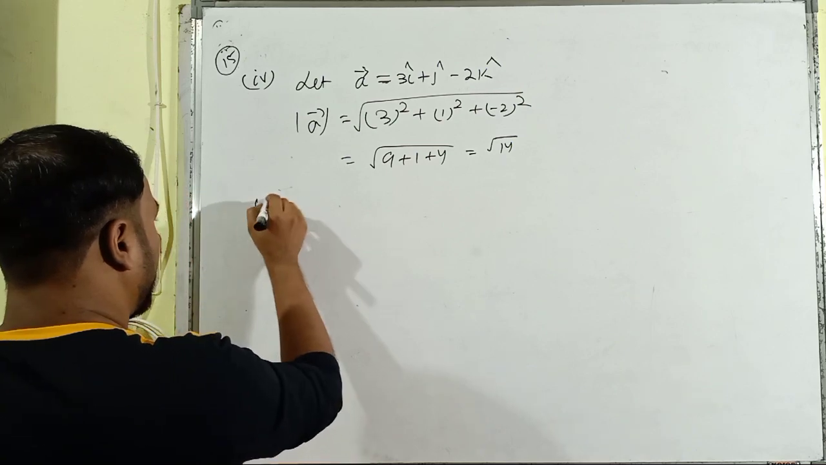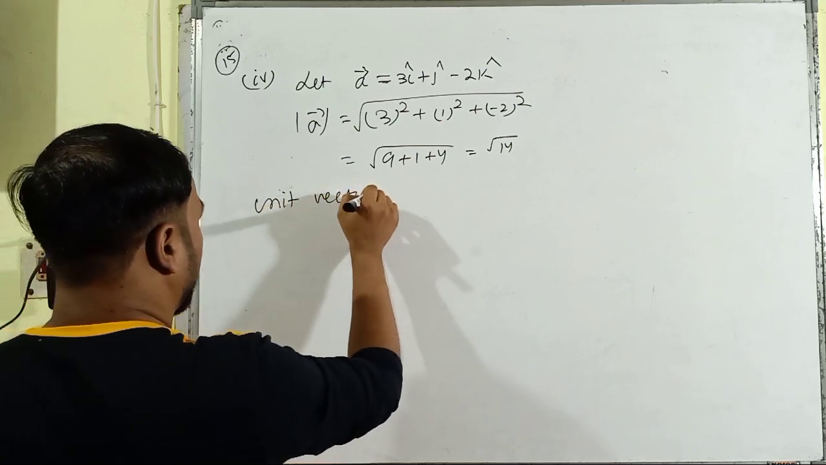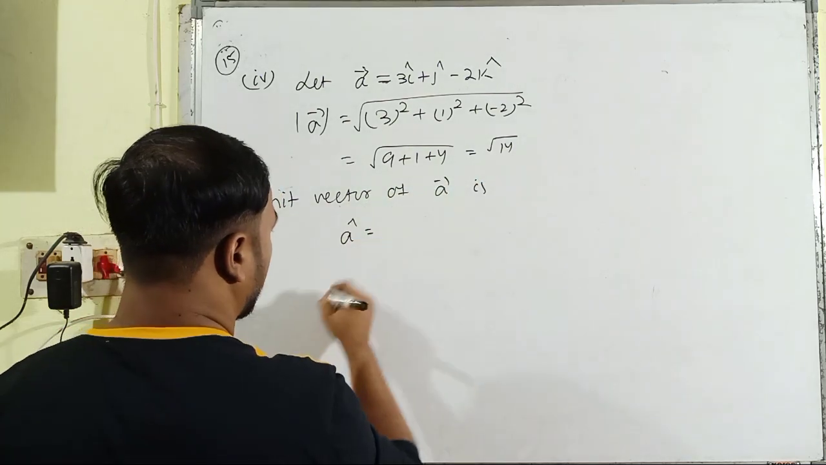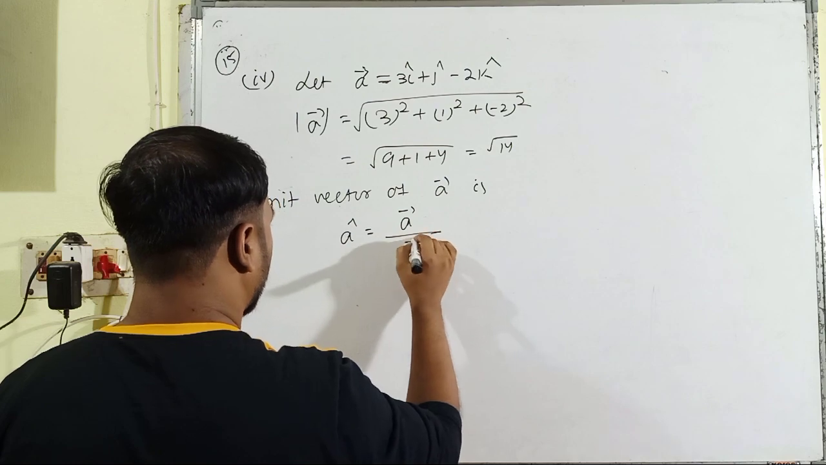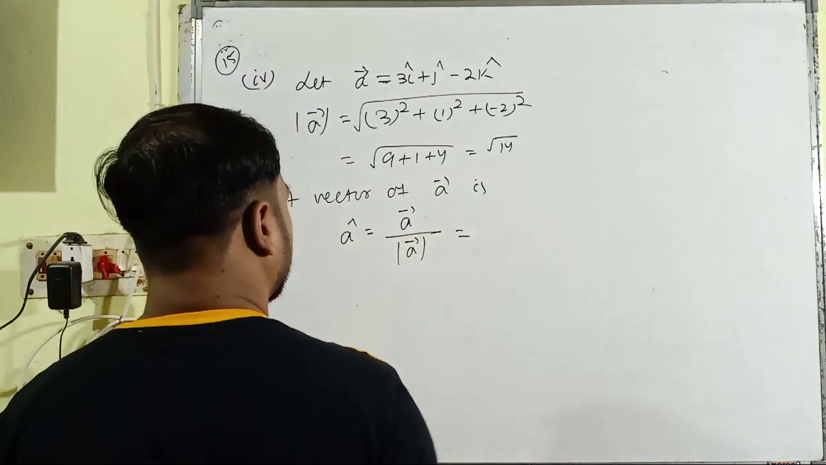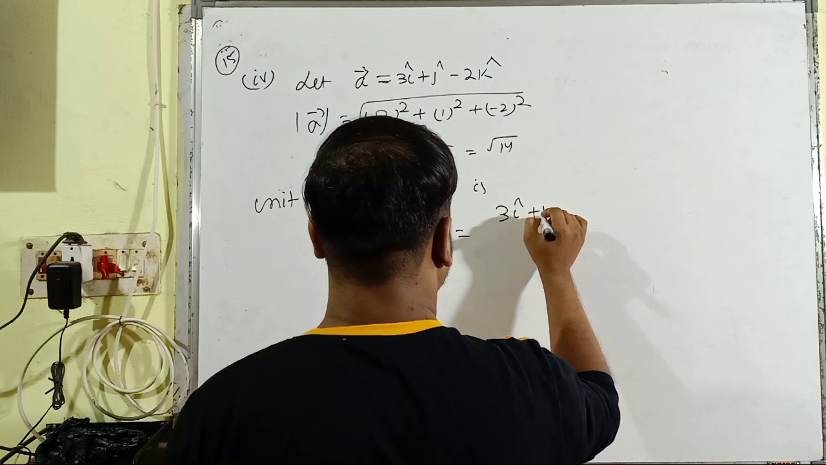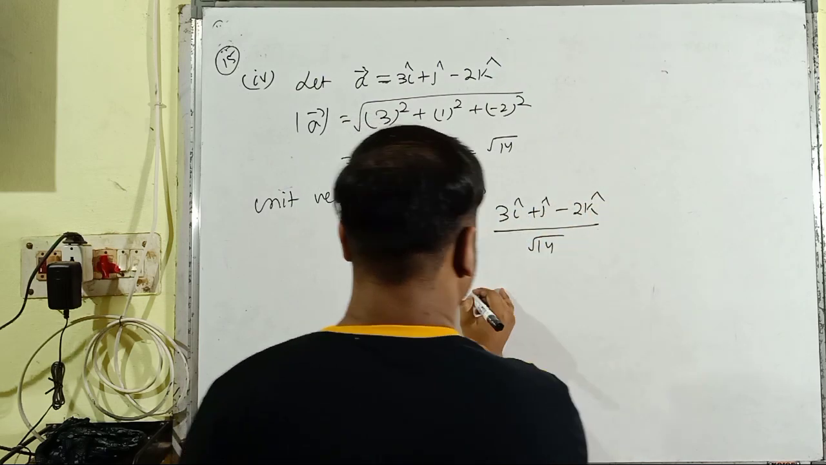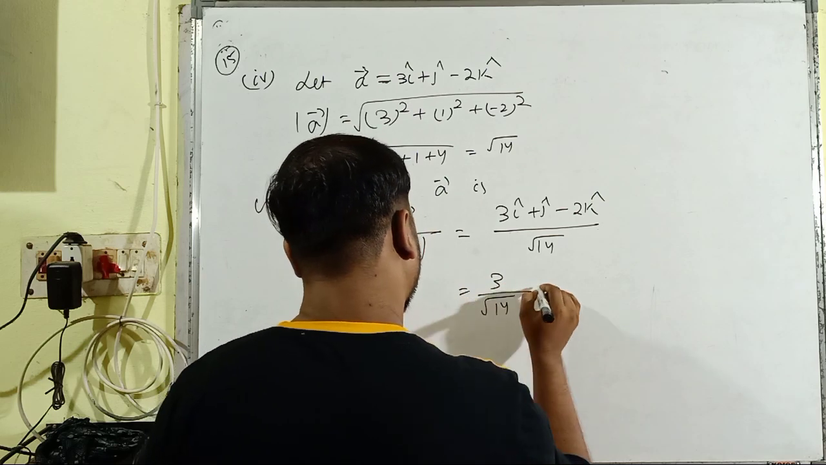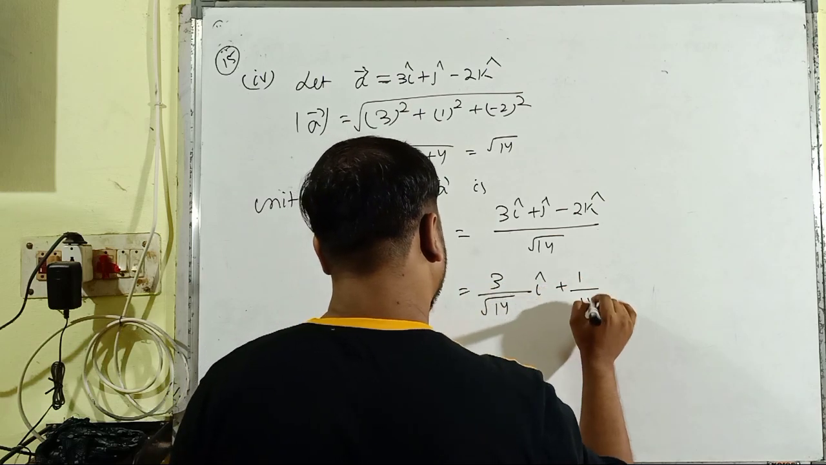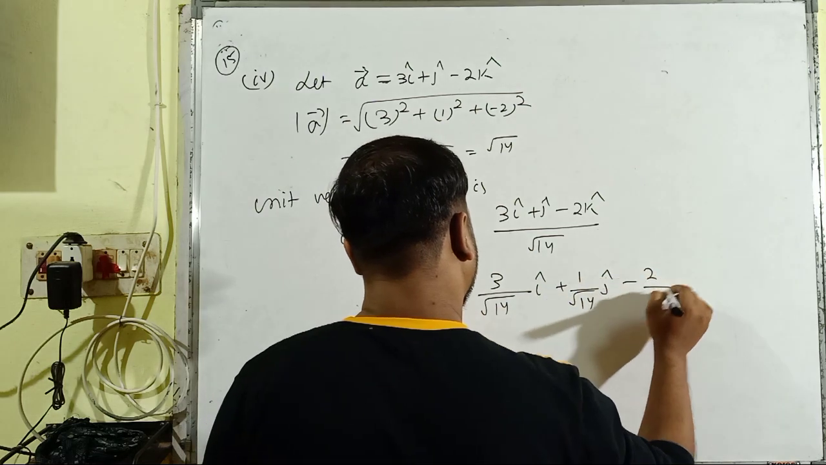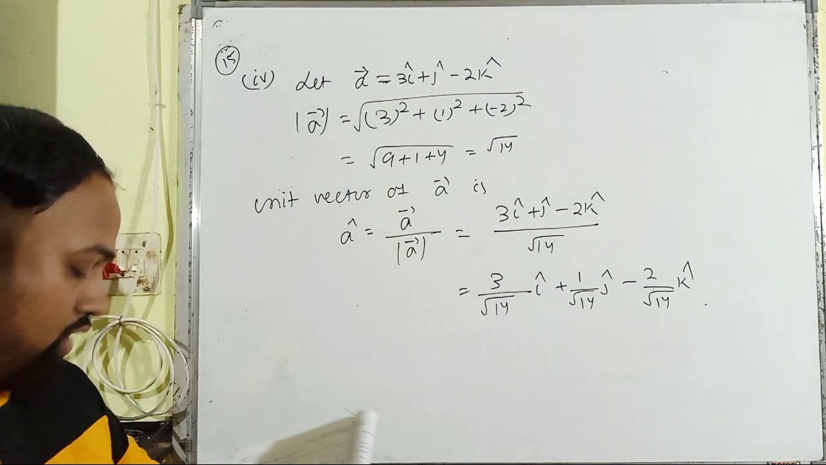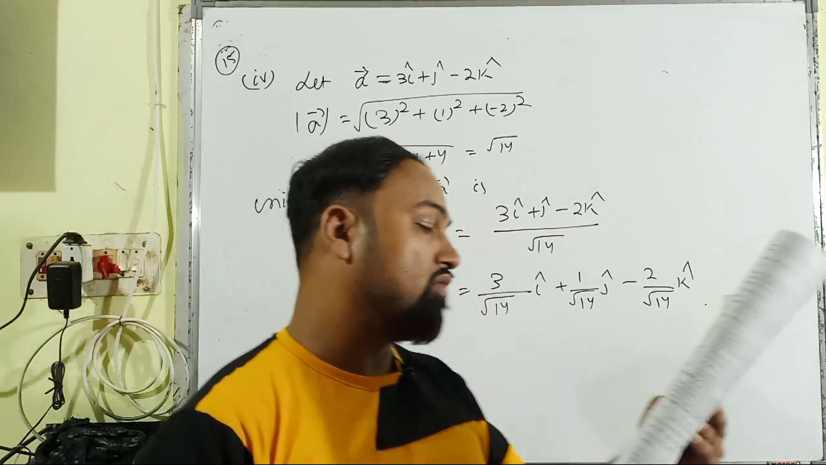You can also write the unit vector of A vector, a cap, is equal to A vector divided by magnitude of A vector. Here it is 3i cap plus j cap minus 2k cap divided by square root of 14. It is 3 divided by square root of 14 i cap plus 1 divided by square root of 14 j cap minus 2 divided by square root of 14 k cap. So here is the complete solution of all the bits of number 15.